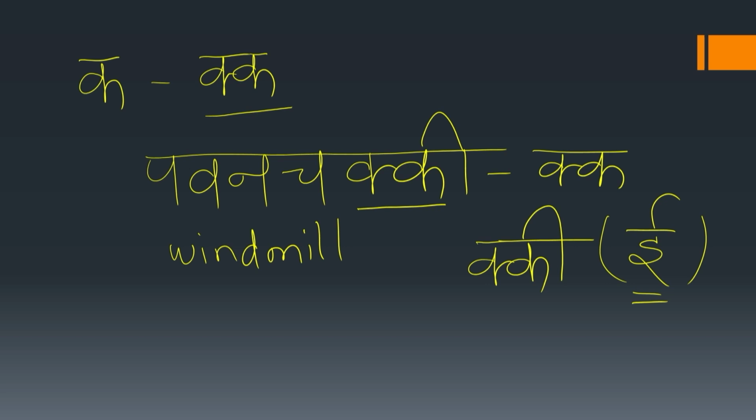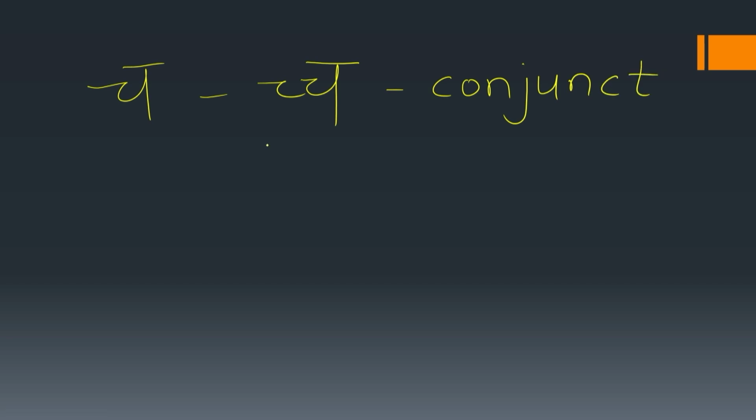Then we can see a word with cha. This is the consonant from the second category, cha. So the conjunct would be half cha and then we add another cha which is full. So this is a conjunct here. There are 2 consonants here, one half cha and then full cha.